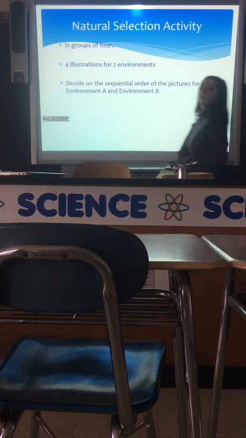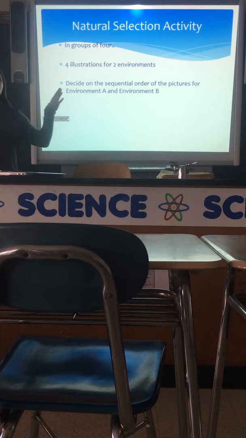Okay, so in groups of 4, I know that in the beginning of the class period I gave you 4 illustrations for 2 different environments. So reflecting on the video that we just watched, you saw that there were 2 different environments. There were the sandy areas and the areas where the volcanic rock came and caused the ground to be a different color. So you'll see that on your sheets. It'll be pretty visible. So I want you to, in groups of 4, decide on the sequential order that those pictures would go. Okay, they have pocket mice on them, so that should help you. Thinking back at our video, okay? And so if you have any questions, you can let me know.